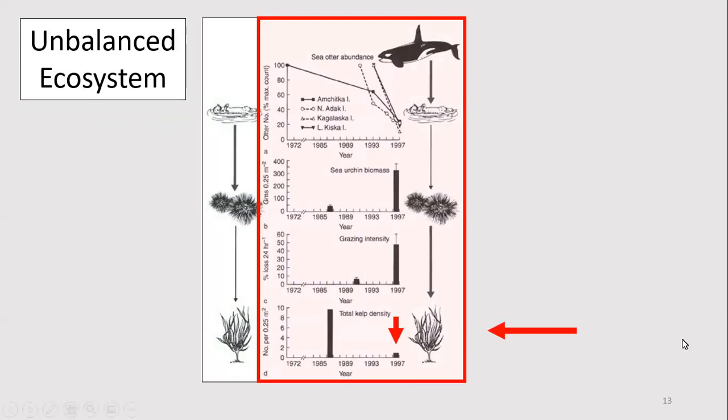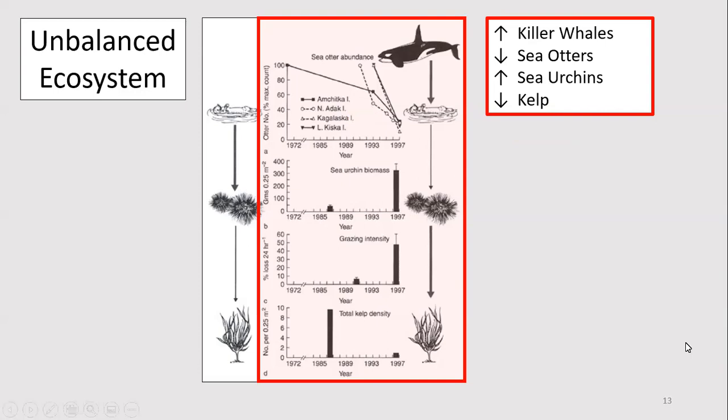Kelp density was devastated by an unlimited army of sea urchins, as predation by sea otters drastically declined due to the arrival of killer whales. Thus, as killer whales increased, the number of sea otters decreased, increasing the number of sea urchins, which decreased the density of kelp. As kelp helped provide an underwater forest home for many species, this drastically changed the ecosystem.